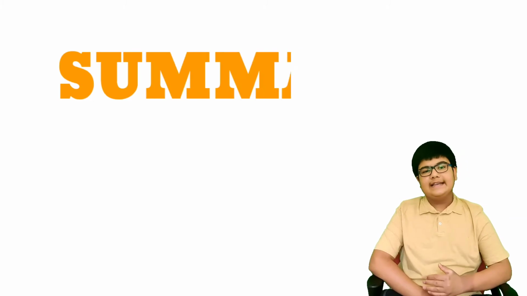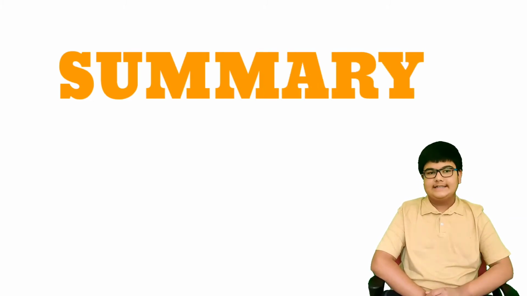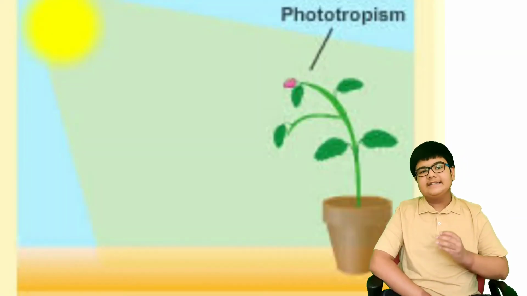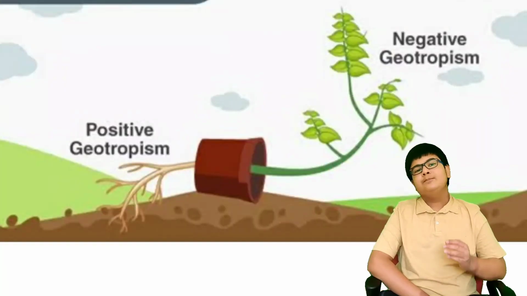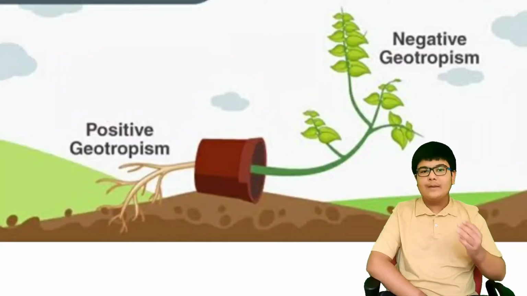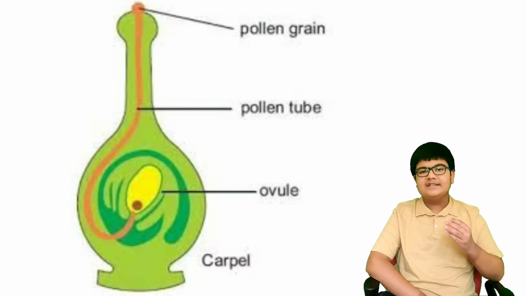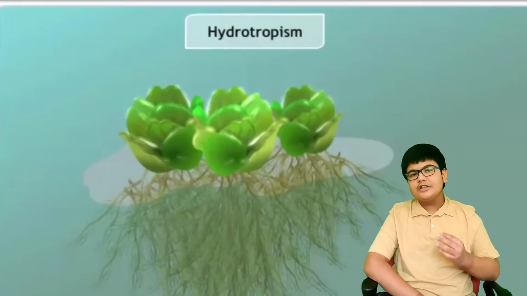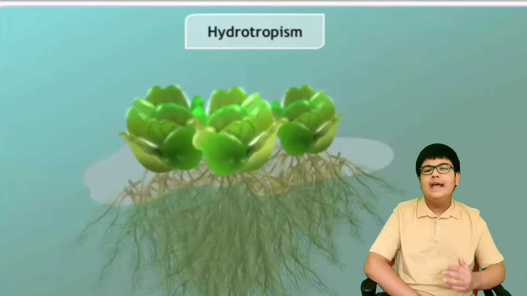So let's summarize all these tropic movements. Response to light is known as phototropism. Response to gravity is known as geotropism. Response to chemicals is known as chemotropism. Response to water is known as hydrotropism. And response to clinging because of some support is known as thigmotropism.